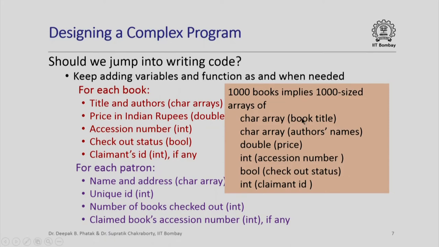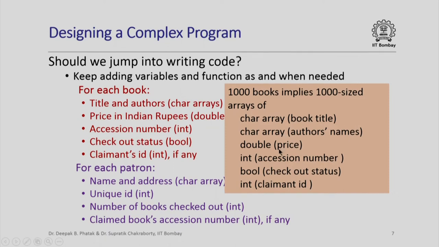Every element in this array will give me the title of a book, but since the title of a book is a string, every element in this array must be a character array in itself. Similarly, I could have a 1000 sized array storing the authors' names, and every element in this array must give me the names of the authors of a particular book, and since the names of the authors are going to be strings, they need to be stored in a character array.